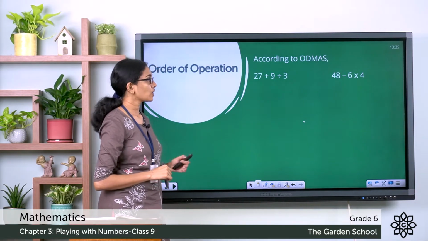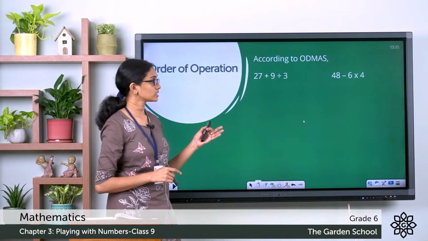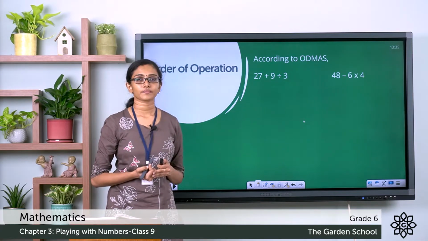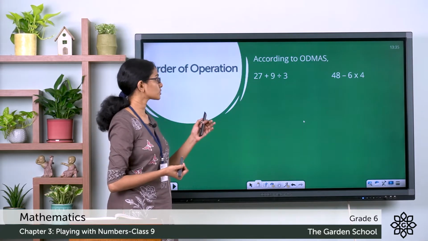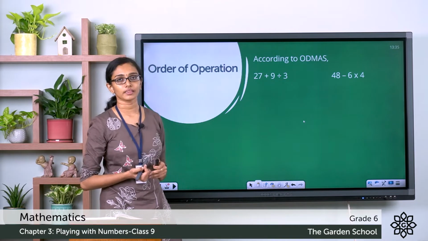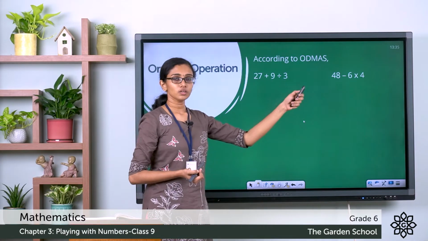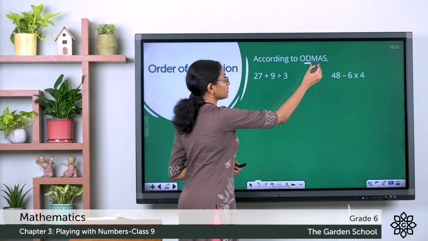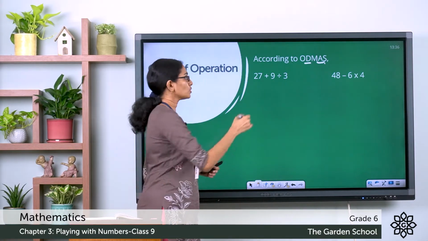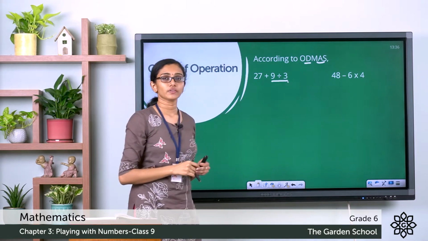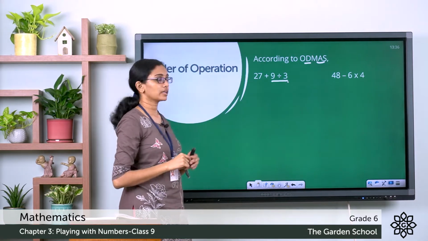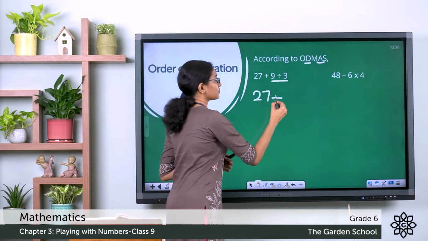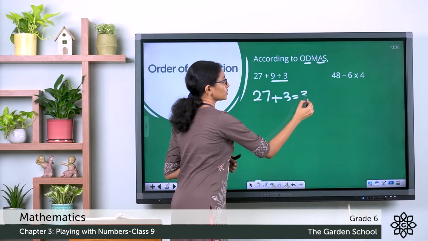Now, according to ODMAS, let's see how we can solve the first examples we saw correctly. The first example was 27 plus 9 divided by 3. So by the rule, which part should be done first? See, division has to be done before addition. So we should do 9 divided by 3 first, then add that to 27. So the right answer becomes 27 plus 3 equal to 30.